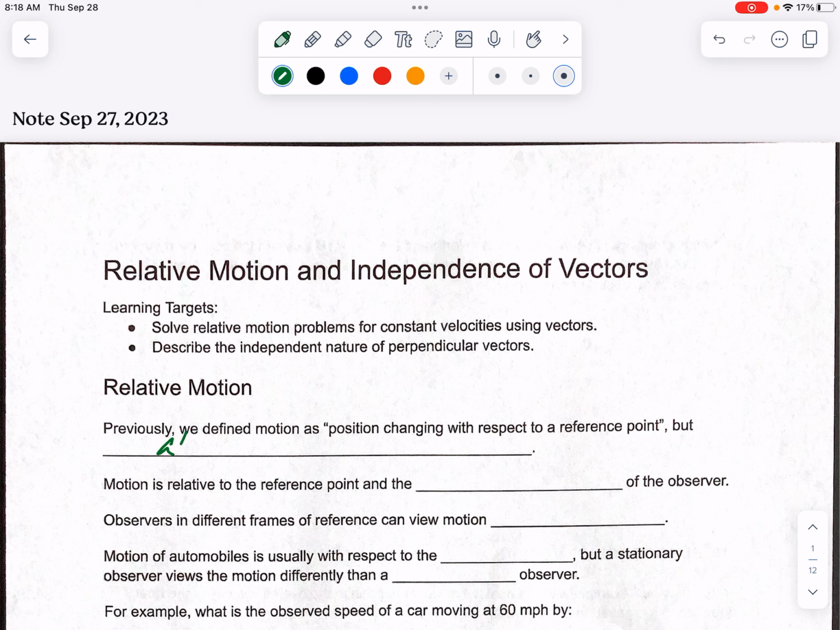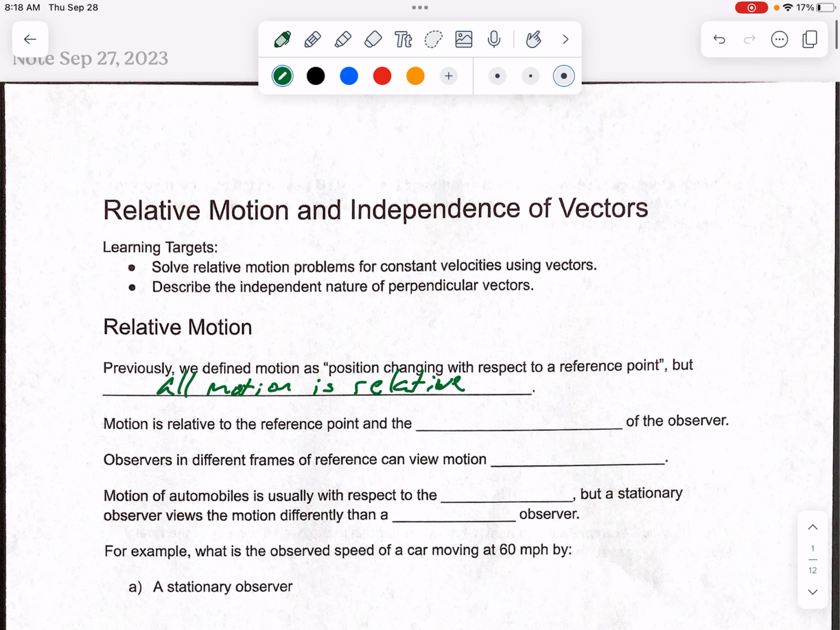But all motion is relative. Basically, that means it can always change based on who's observing it. So you could see something different than I could. Motion is relative to the reference point, so what you're looking at, and the frame of reference of the observer. That means where are you and what is your frame of reference when you're looking at this motion. Observers in different frames of reference can view motion differently. So you can see something differently than I could based on where we are.